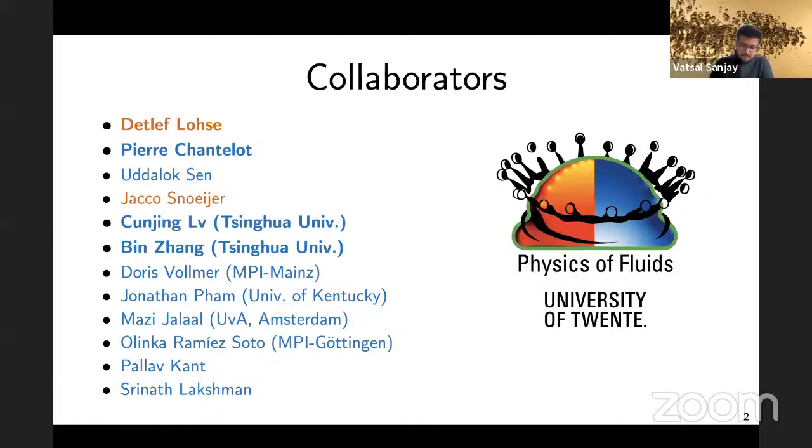First of them is Detlef Lohse, who is my PhD supervisor and also a very close collaborator. We also have this work in collaboration with Tsinghua University and University of Twente. And there's also a color code, where some people are in orange and some people are in blue. I'm going to disclose the color code towards the end of the talk. So with that, today I'm going to talk about drop impact.